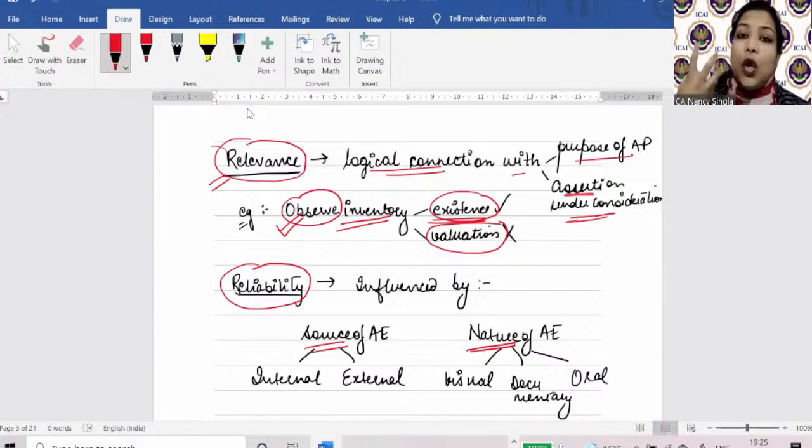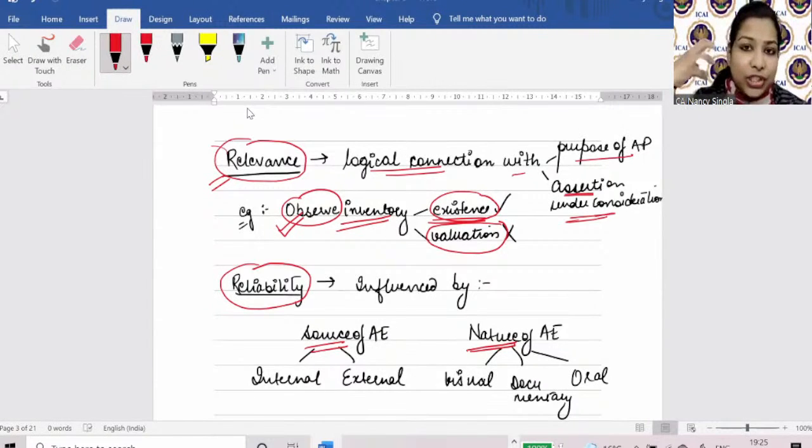And what is oral? Let's say I'm inquiring of the management. Orally, I'm discussing something with the management. It becomes oral. The nature of audit evidence is oral. So the reliability of an audit evidence depends upon these two factors. That is the source of audit evidence and the nature of audit evidence.